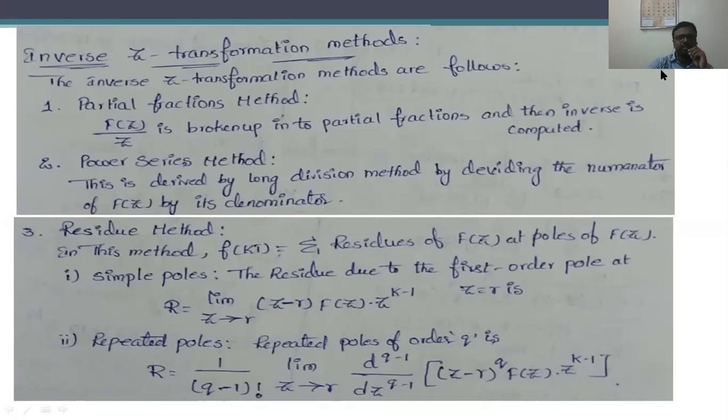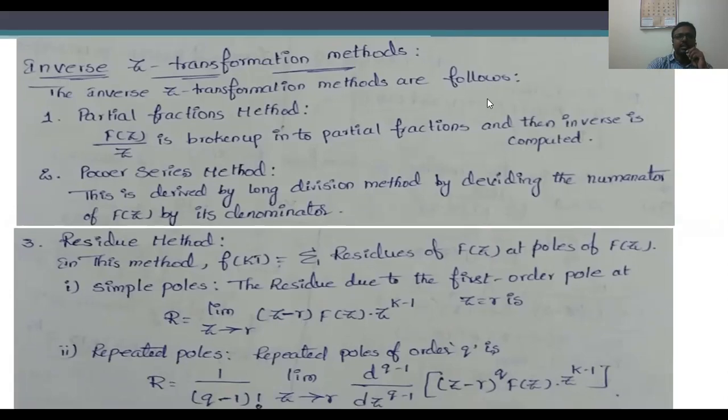Inverse Z transformation. That means in the problem itself, they will give or assign F of z to you. You have to convert that F of z to f of k, not f of t. Why? Because f of k is the representation of discrete time signals. In the problems, they will give F of z, and you have to convert that F of z into f of k for obtaining the discrete time response.